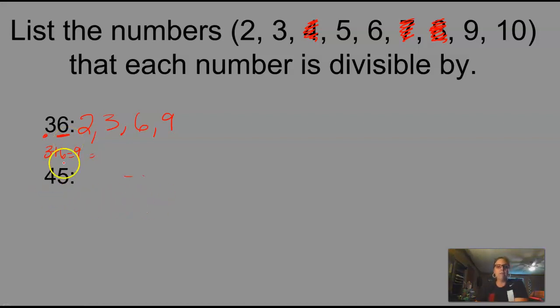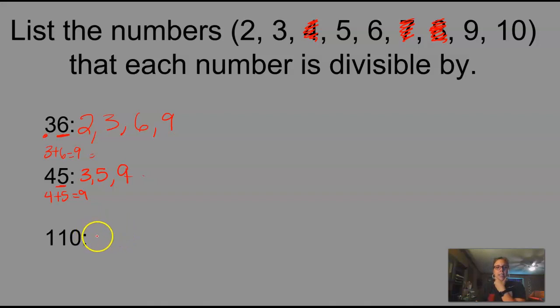Okay, so what about 45? Is the ones digit even, 0, 2, 4, 6, or 8? No, so 2 will not go into it. What if we add 4 plus 5? That's also 9, so we know 3 will go into it. 5, yes, because it ends in a 5 or 0. 6, are 2 and 3 both divisible? No, so it's not 6. 9, yes, because 9 goes into 9, and 10, no. So 45 is divisible by 3, 5, and 9.